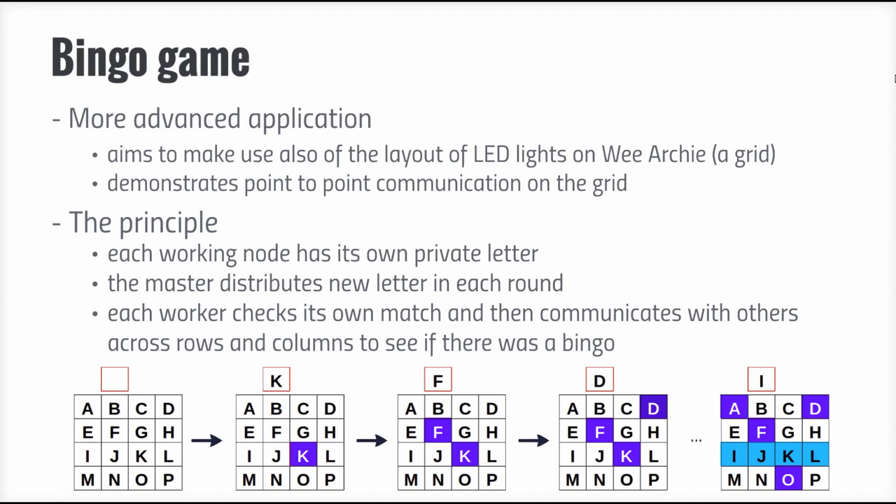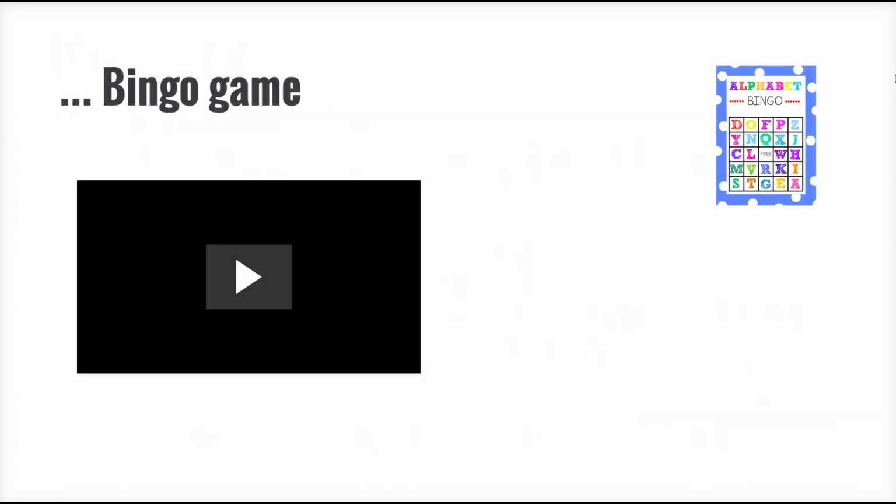The master in each round distributes a new randomly picked letter to the workers, and the workers check if the newly obtained letter matches their own letter, and then they need to communicate with others across rows and columns to see if they had a match and if the game is over. Let's have a look at the video.